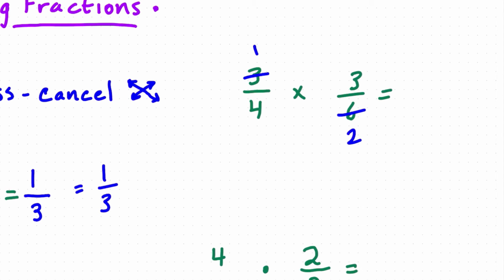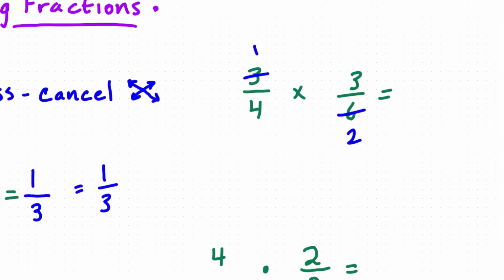Now we're going to look up and down here, after we've done our cross-canceling, and see if we can simplify any more. So can we divide anything into those? Yes, you can divide 1 into those, but it doesn't change anything, so we're not going to do that. What about 3 and 2? Is there anything that we can divide those? No, so we're just going to go ahead and multiply our numerators and our denominators.